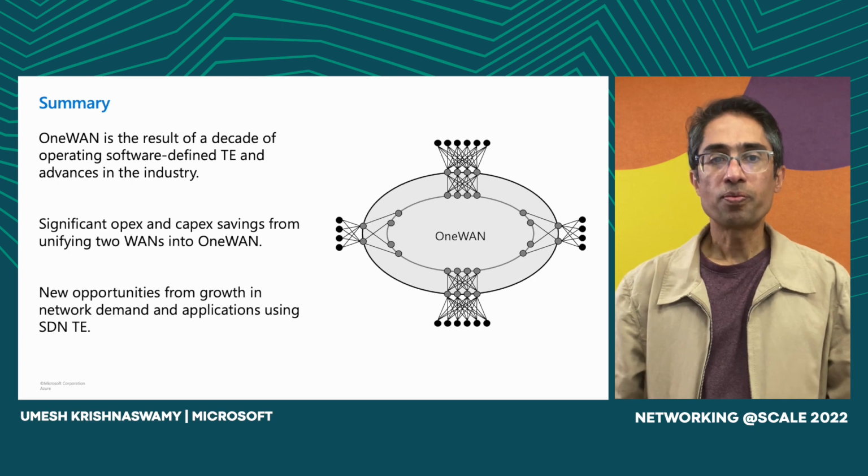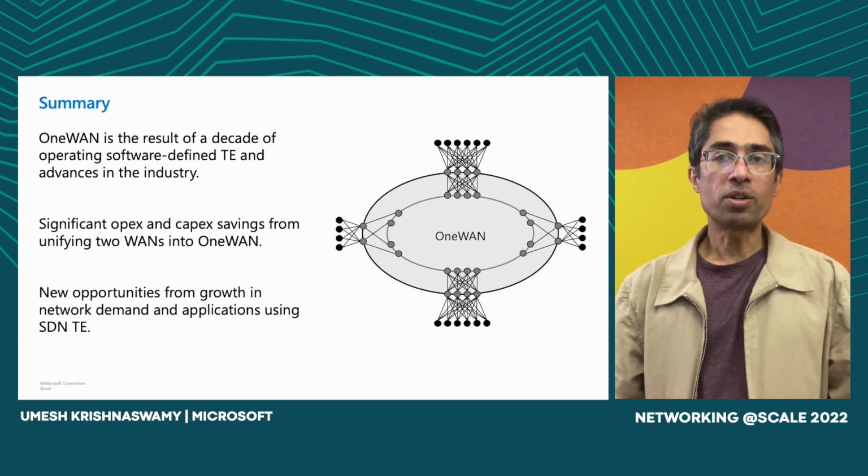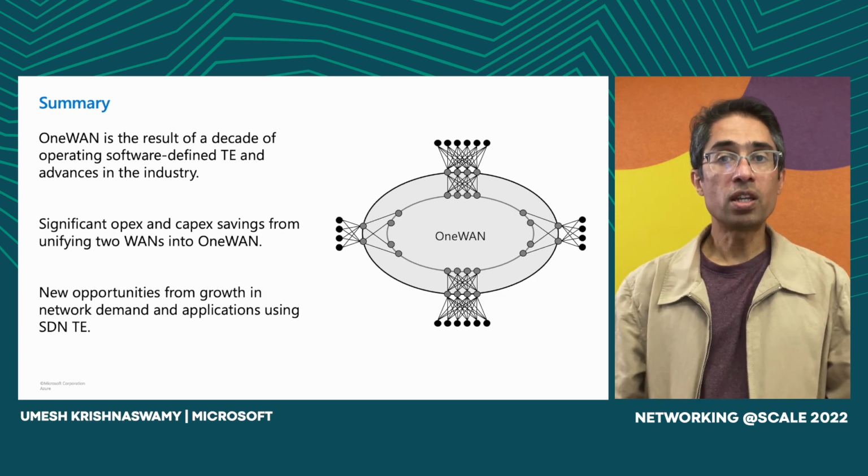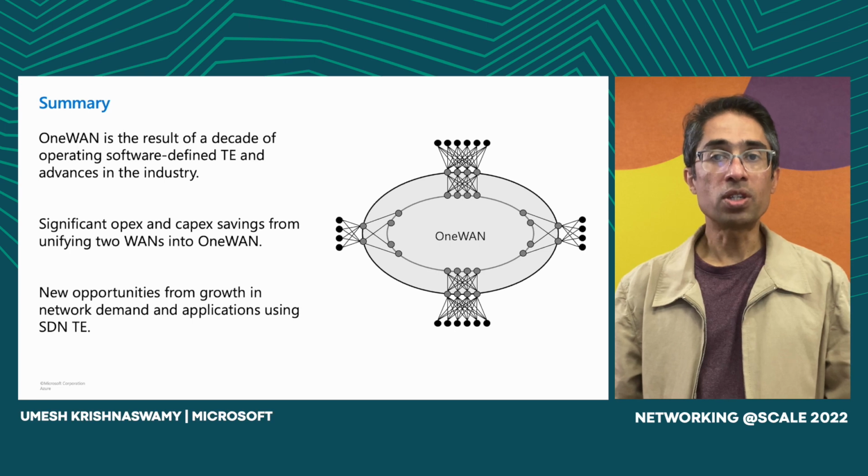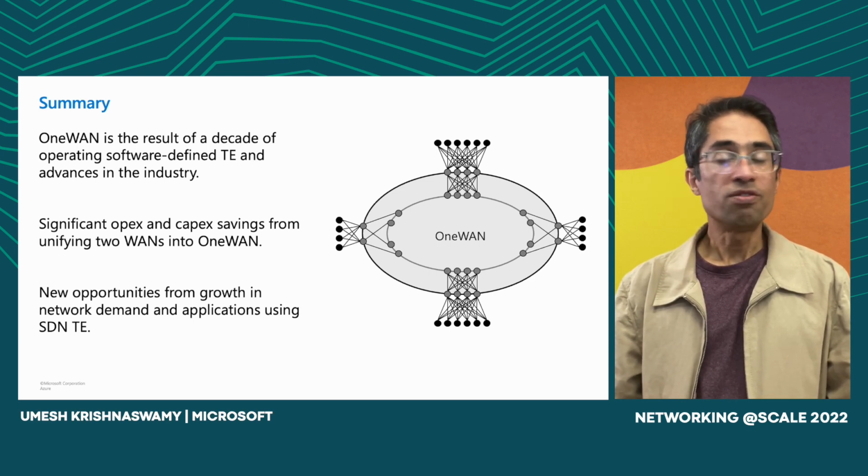So in summary, OneWAN is Microsoft's unified backbone. OneWAN traffic engineering has given us significant CapEx and OpEx savings compared to Two-WAN. And the new applications we are carrying on OneWAN make SD and TE very exciting.